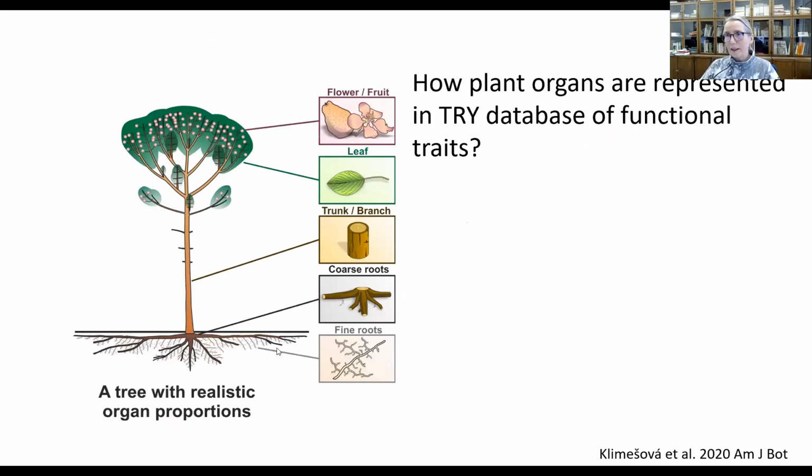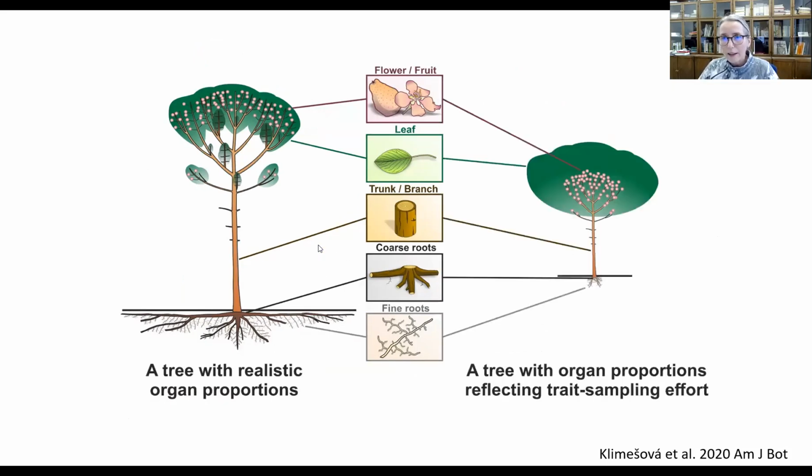Which traits are accumulated in databases? I will show it on this picture. Here is a tree with realistic organ proportions. And now you can see a tree or plant with organ proportions reflecting trait sampling effort. You can see that it has an enormous number of leaves and flowers and fruits, but a very tiny stem and nearly no roots. So the effort invested in the collection of traits for these organs was much lower than the effort collecting leaf traits.